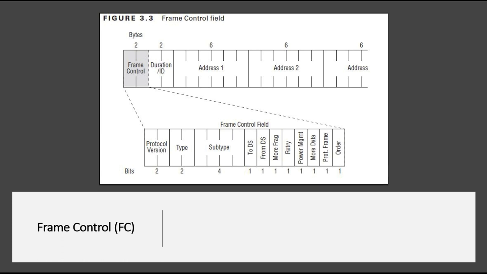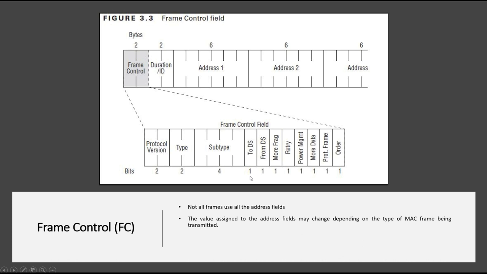So let's look at the frame control field. Here it looks like this. The first field of the MAC header is the frame control field, which is 2 bytes. Not all frames use all the fields. That's the first criterion. The value assigned to the address fields may change depending on the type of MAC frame being transmitted. The kind of MAC frame we use depends on that, and the number of address fields may vary.